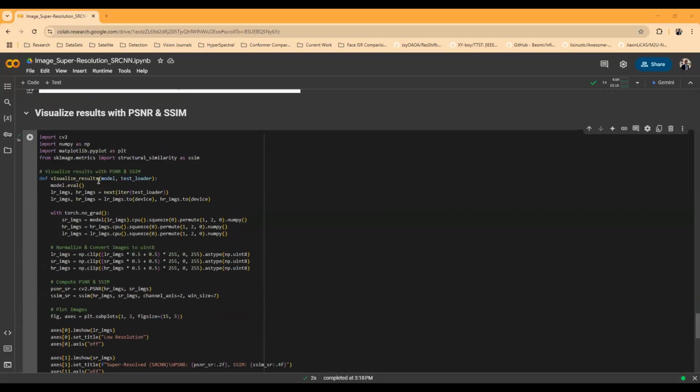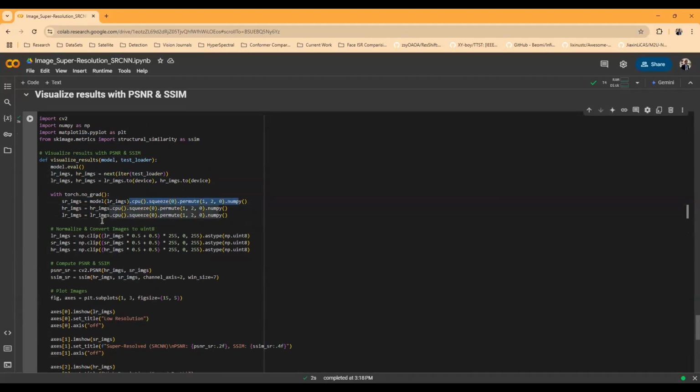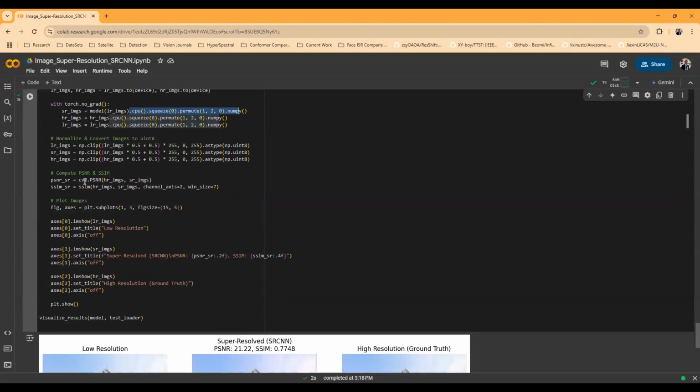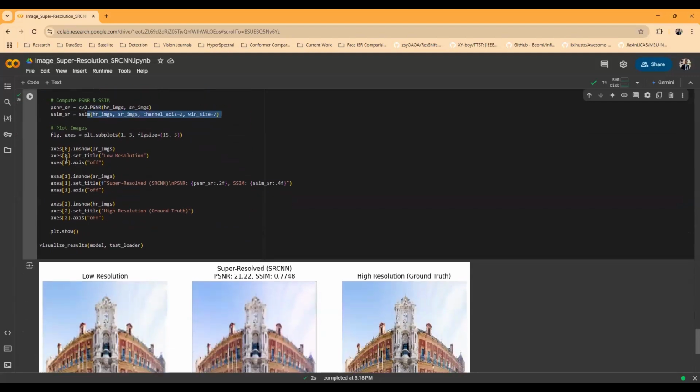So how are we doing this? We are simply plotting the visual results: taking a particular image from the test loader, moving it to the device, and we have the low resolution image and also the high resolution image. We calculate the super resolution image by passing the LR image to the model, then moving to CPU and converting into NumPy. Then we clip a particular part, calculate the PSNR and SSIM, and plot using matplotlib.